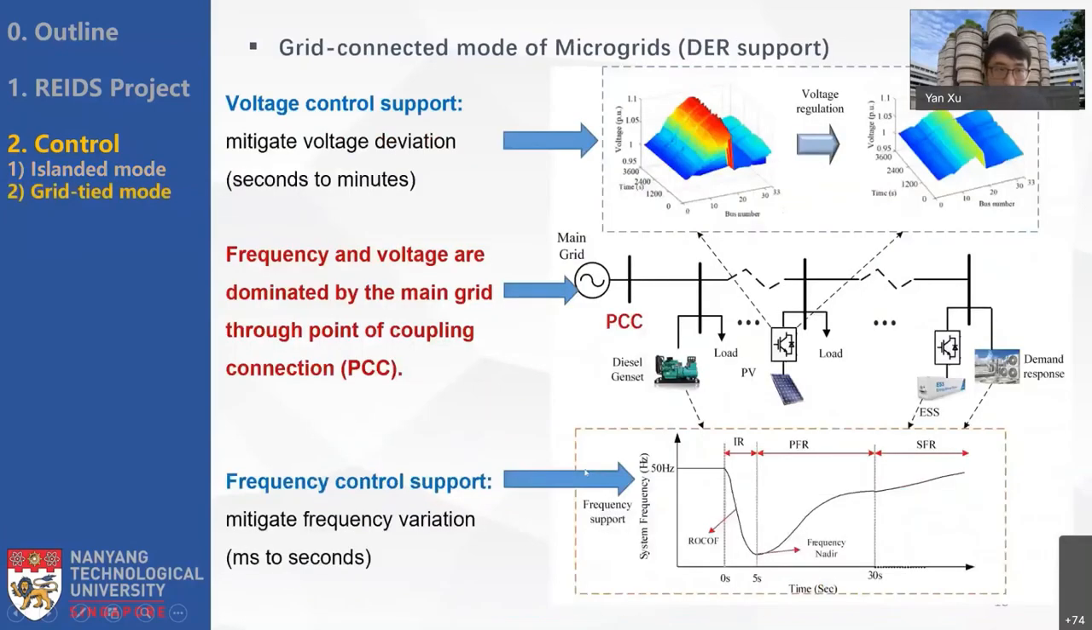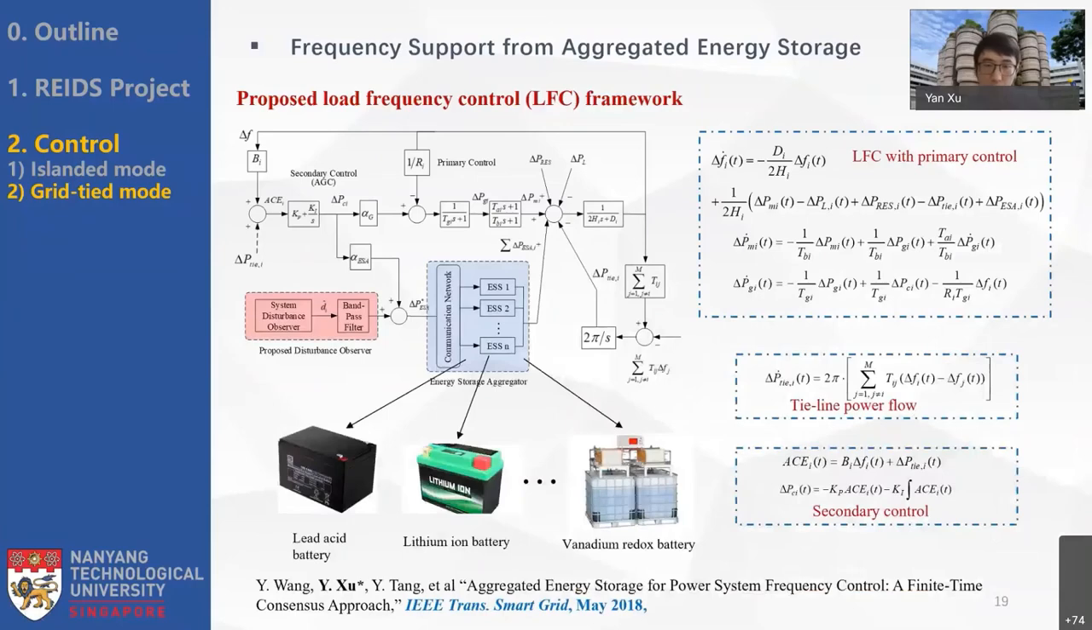Okay, so the above is for the islanded mode microgrid operation mode. While for the grid-tied operation mode, we know that the frequency and the voltage will be dominated by the main grid through this point of common coupling connection, PCC. In this case, we can still utilize the DER to support the power, support the frequency or the voltage of the main grid.